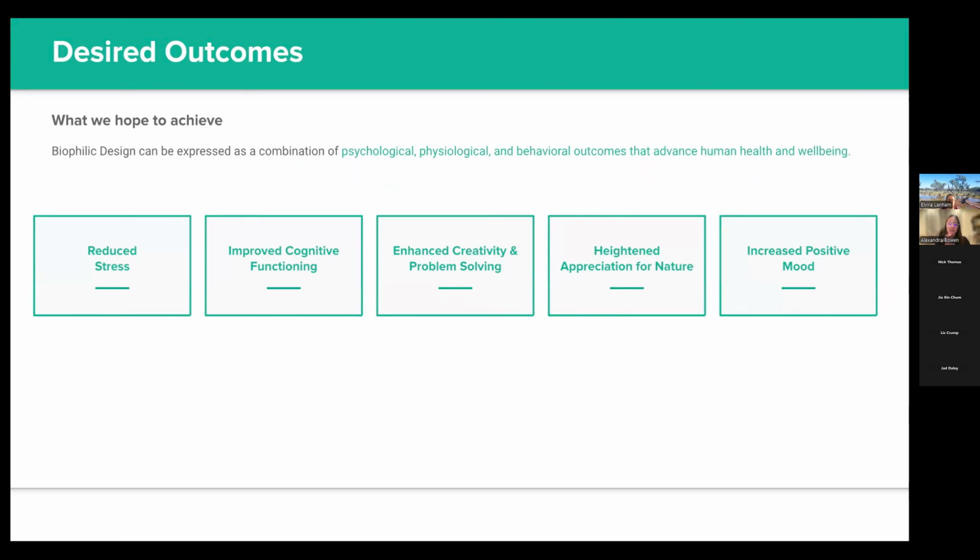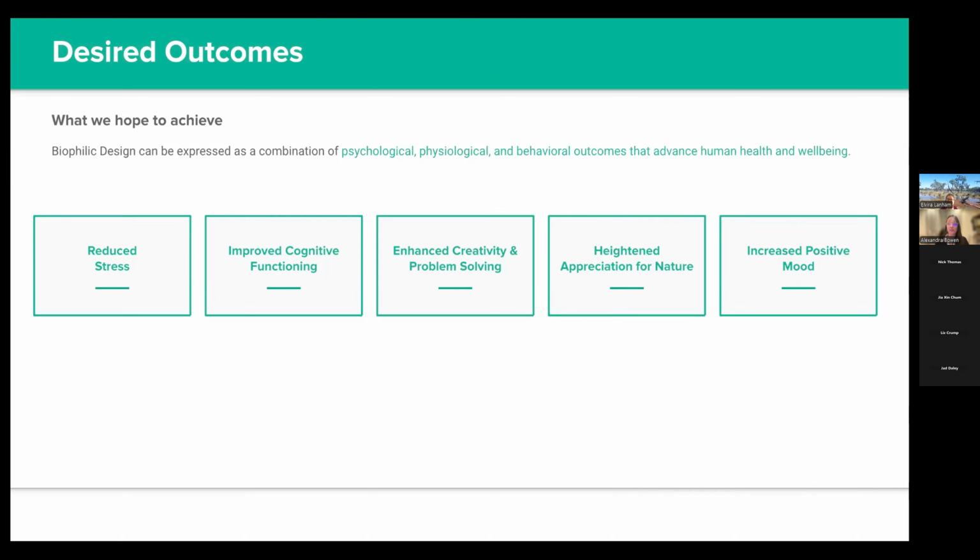This framework is essentially an evidence-based approach to promote health, performance, creativity. And you can see these are the main buckets, I would say, of desired outcomes and things that we hope to achieve when integrating biophilic design principles into our work, our spaces, our designs. Reduce stress, right? Exposure to nature reduces stress, lowers blood pressure, brings relaxation, lower cortisol levels, all of that good stuff. When you interact with nature, it enhances our attention, our clarity, our thought, our focus.